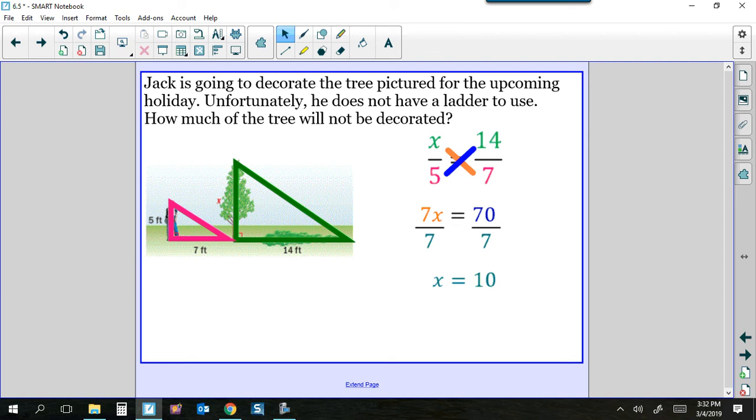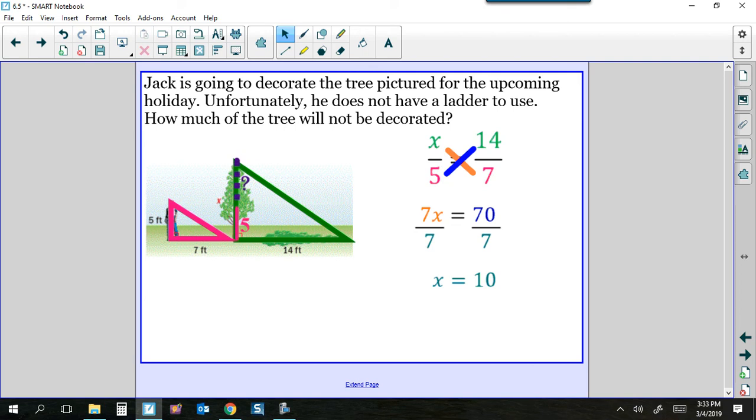It's asking, if he's decorating the tree and does not have a ladder, how much of the tree is not going to be decorated? We're not going to get into specifics. We're just going to use his height. He can't go taller than his height without something to step on. So he can decorate anything from his height and below, but he can't go above his height. So we're going to break this tree up a little bit.